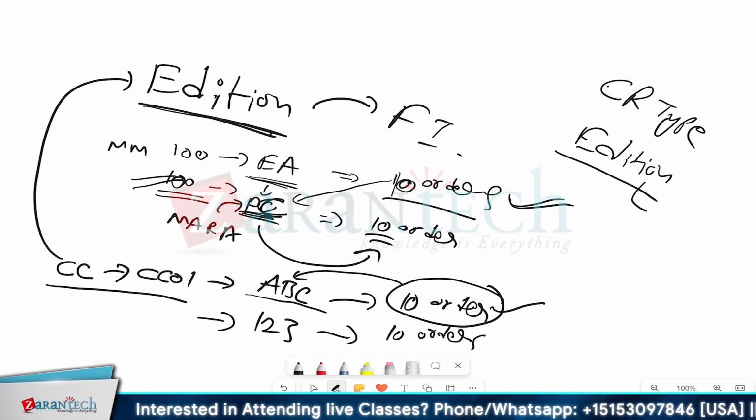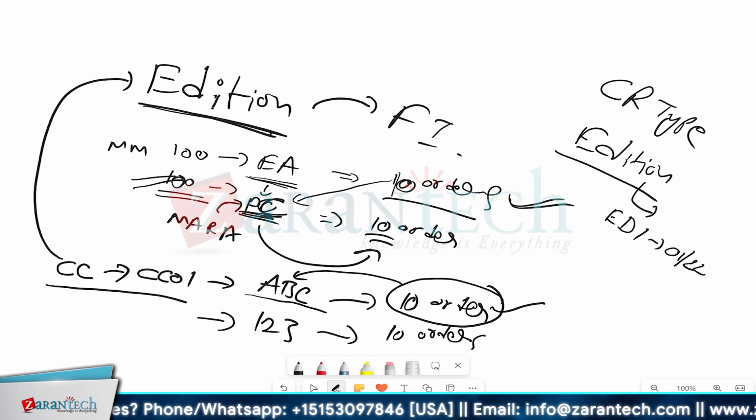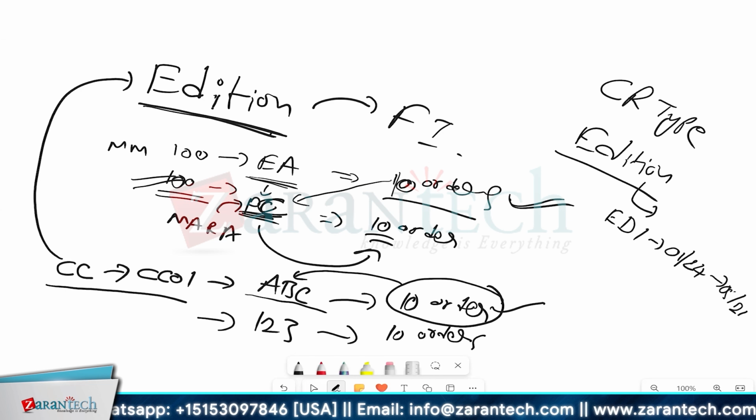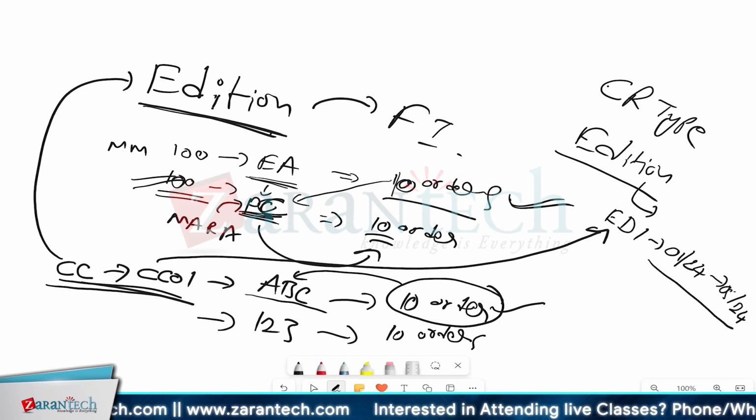In the edition, you will associate something called a validity period. You create some edition ED1, edition 1, and the validity of this edition 1 is 01 January 24 to, let's say, 05 May 24. So this is the validity period. Whatever changes you are doing for your cost center CC01 during this period, you will always associate this change when you're creating or changing it.